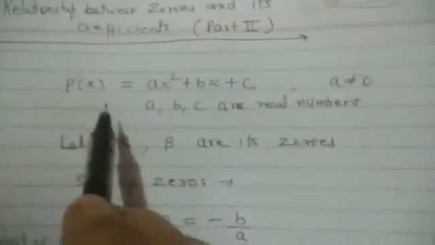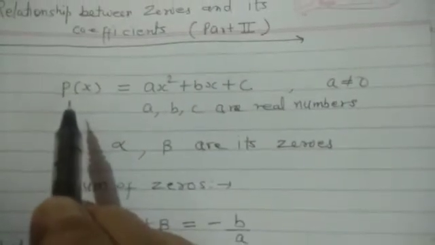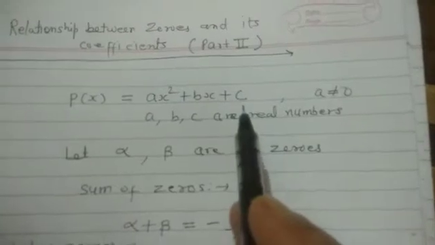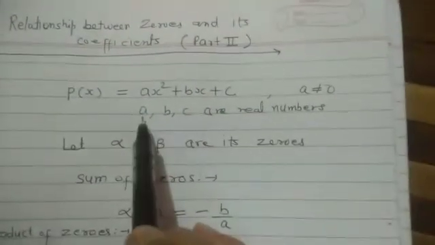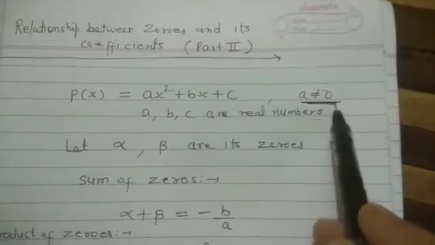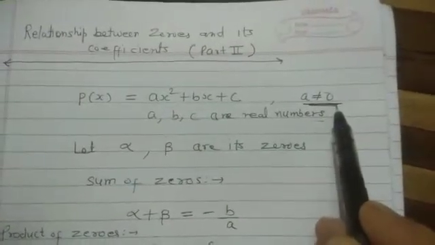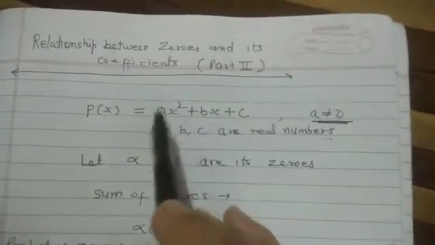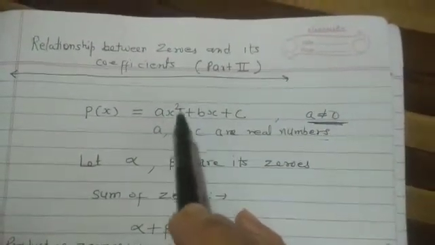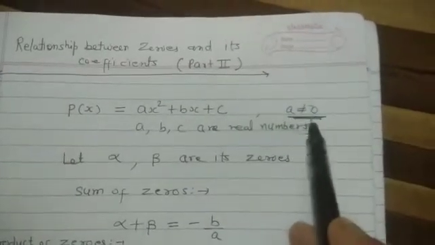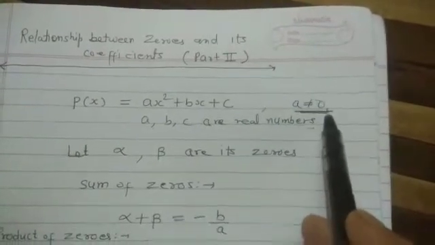Now, suppose we have a quadratic polynomial p(x) equal to ax square plus bx plus c, where a, b, c are real numbers and a should not be equal to 0. This is the definition of a quadratic polynomial. If a becomes 0, then this term becomes 0 and it becomes a linear polynomial. So a must not be equal to 0.